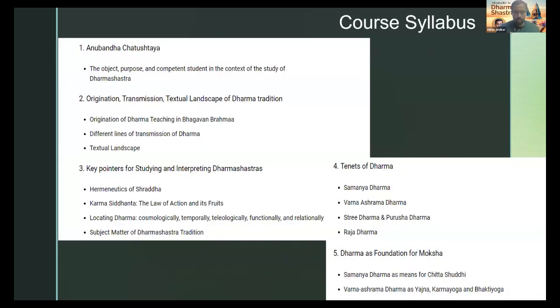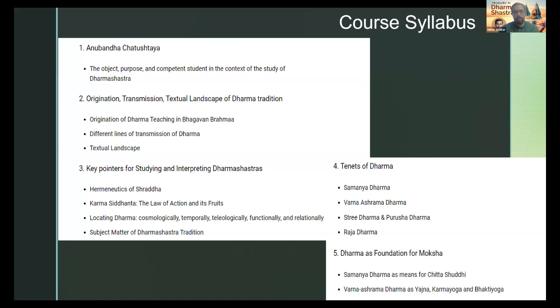Now, these are all available on the website: the course syllabus and some of the topics we will be covering. As I mentioned, any course, any text, always begins with Anubandha Chatushtaya, which is basically the object, purpose, and competent student in the context of that particular field of knowledge. In this case, it is Dharmaśāstra.